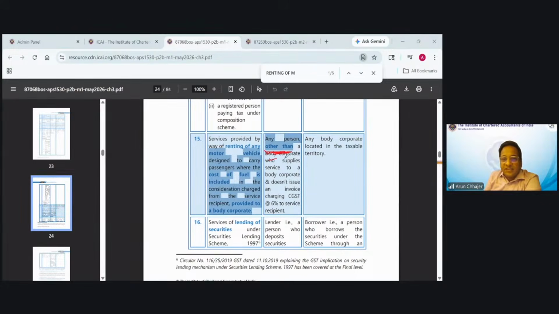Whether this condition is satisfied? Is it satisfied? No. This is satisfied, this is satisfied, but this is not satisfied, and hence the conclusion is no RCM. Is that clear? If the supplier is Nagaraja, is it clear now? Because the supplier should be other than body corporate, here the supplier is a body corporate, so no RCM.